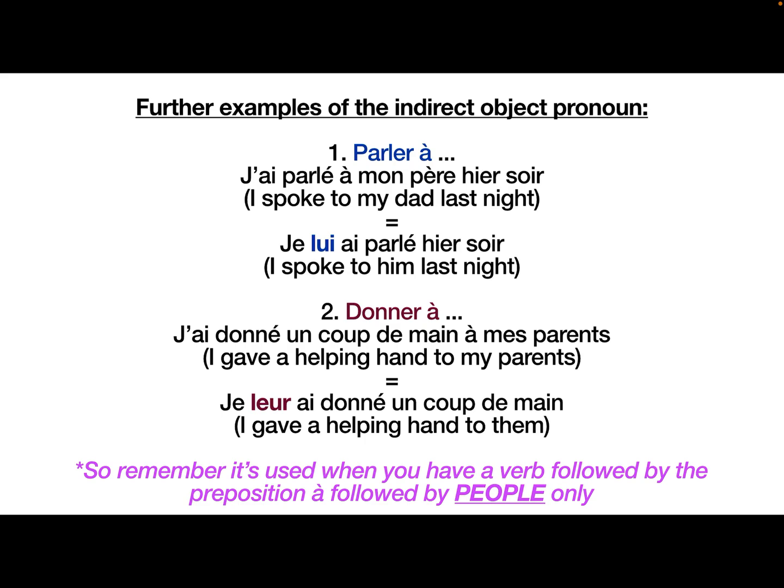Now, if you're using an indirect object pronoun in the past tense before a helping verb avoir, you don't need to make any agreement. We did with the direct object pronouns, you don't with the indirect object pronouns. Okay? So remember, you use an indirect object pronoun when you have a verb followed by the preposition à grave followed by people only. Only people.